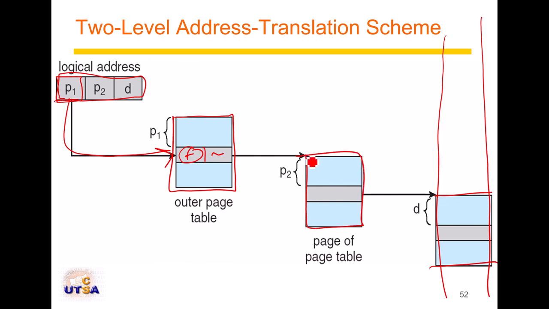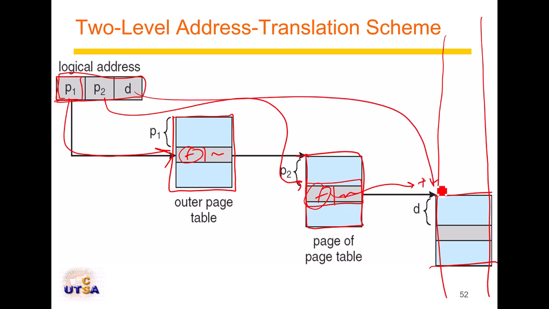And then when we go into the second level page table, we are going to use this P2. Once we know where that page table is, we use P2 as an index on this table and get the entry we want. The content of that entry is again F bits plus some control bits. So we're going to take that F, add the D bits to it, and then we go to the exact memory location of the instruction or the data we are trying to reach.